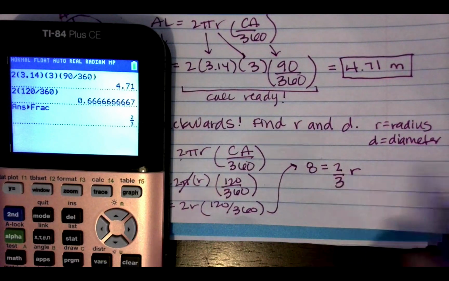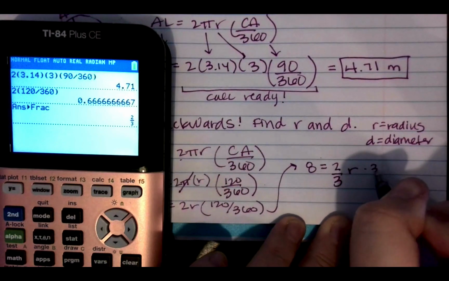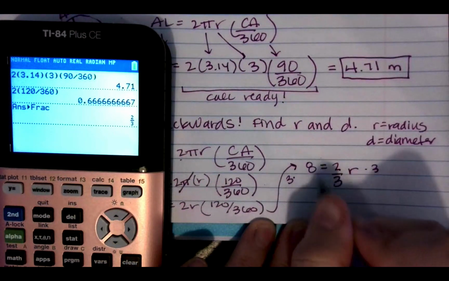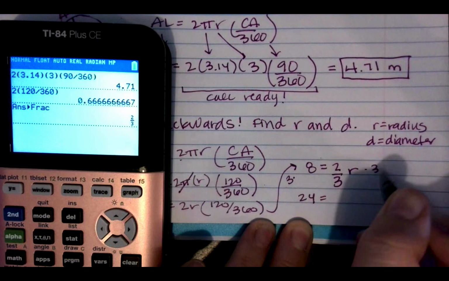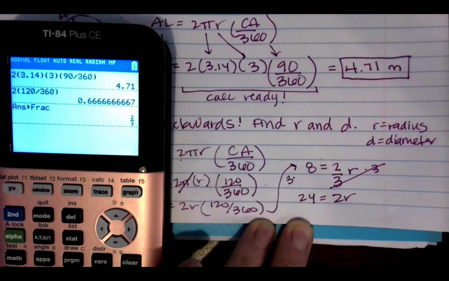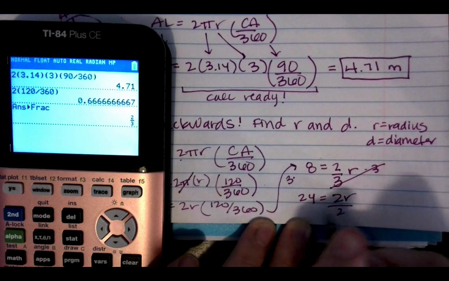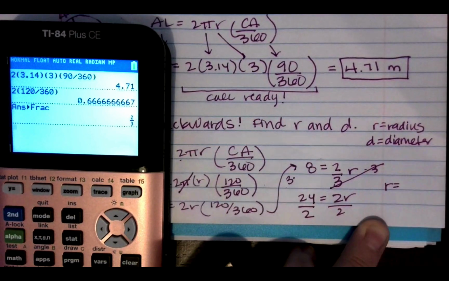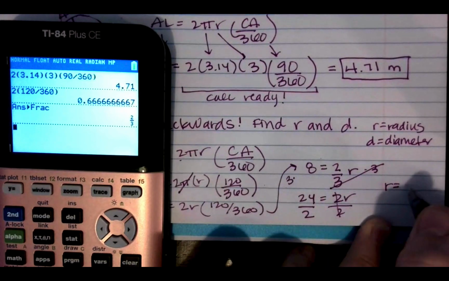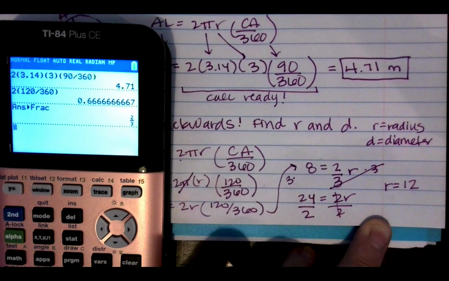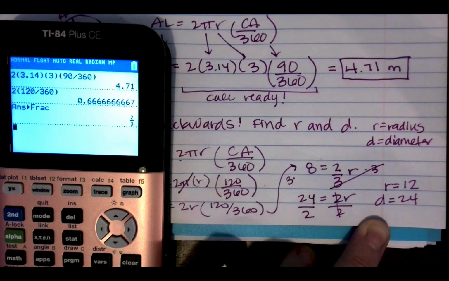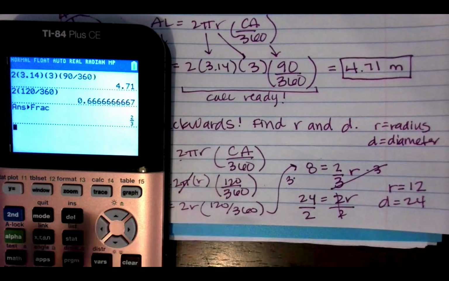I want to get rid of this 3 first. I'm going to multiply by 3. 3 times 8 is 24 equals 2r. One move away to solve for r, divide by 2. And there it is. R equals 12. And then we just double a radius to get to a diameter. So diameter equals 24.